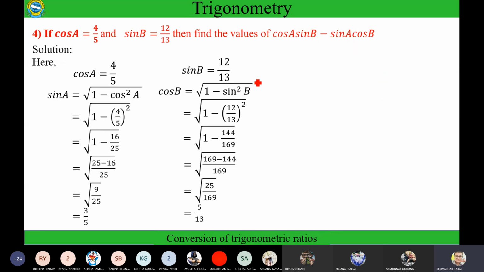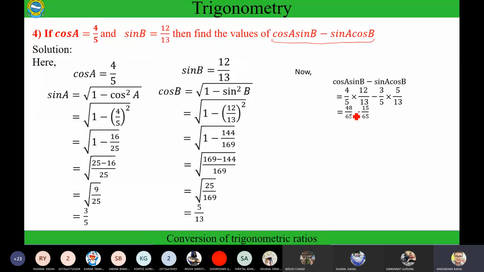So let's use these values to find the value of this whole expression, cos A sin B minus sin A cos B. Let's continue on the next line. Now cos A into sin B minus sin A into cos B. Just replace the values. It will be 4 by 5 into sin B, which is 12 by 13, minus sin A, which is 3 by 5, times cos B, which is 5 by 13.